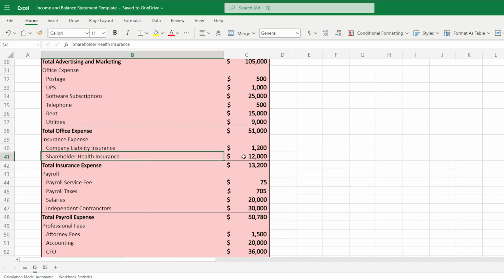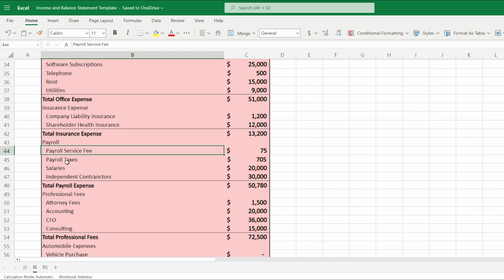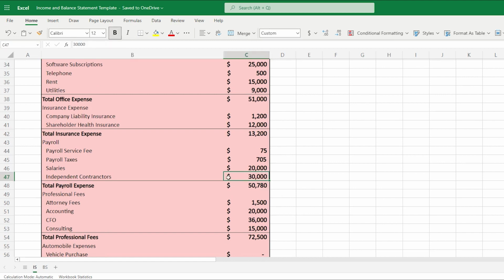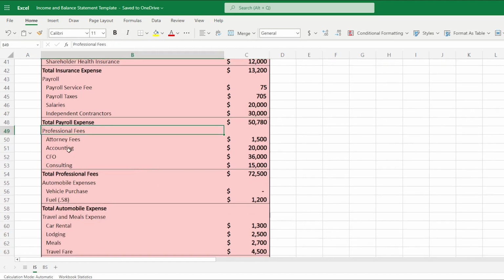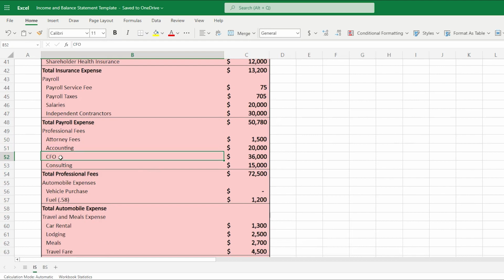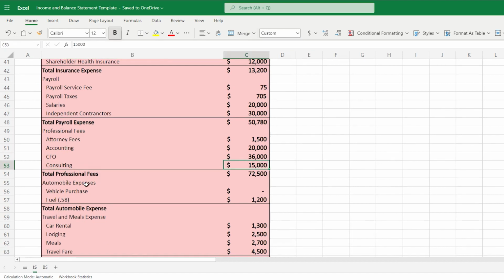Maybe you have some health insurance that you're running through the company, right? There's nothing wrong with that either. Payroll, how are we paying people? You know, is there a service fee for how we're paying? How are we paying salaries? Are there independent contractors there we want to keep track of? All the way through professional fees, attorneys, accounting. Maybe you guys decide you want to hire me, right? And get you a fractional CFO in there. Maybe some other consulting fees, right?